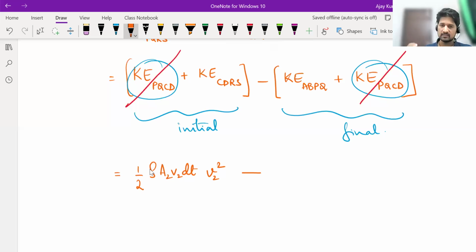Minus kinetic energy in the region ABPQ. Half into mass: density into volume, where volume is A1 V1 dt, multiplied with the square of the speed, V1 square. On this side the fluid is moving with speed V1, there it is moving with speed V2. So this is the expression for the change in kinetic energy, the third part of the equation.